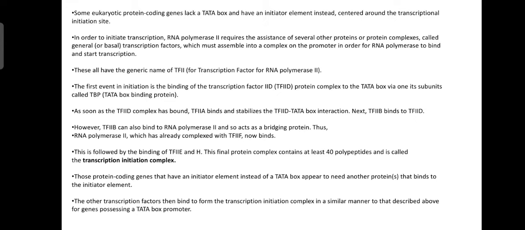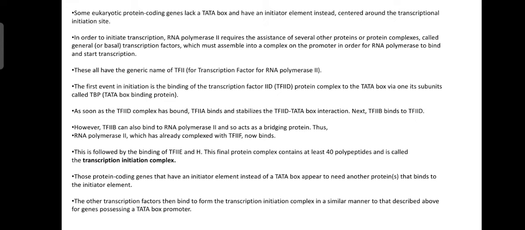Okay, they don't have a TATA box. Instead, they have an initiator element. This initiator element also needs the assistance of another type of protein. Then other transcription factors bind to form the transcription initiation complex, in a similar manner to what we have already described above for the genes that possess a TATA box promoter.